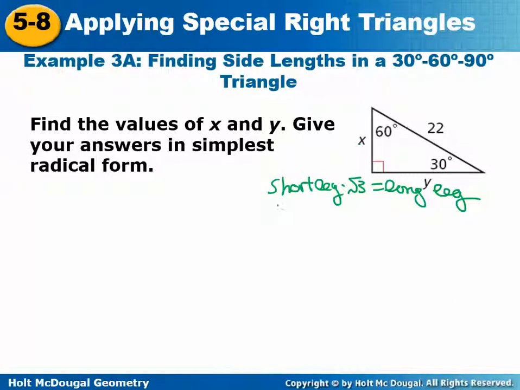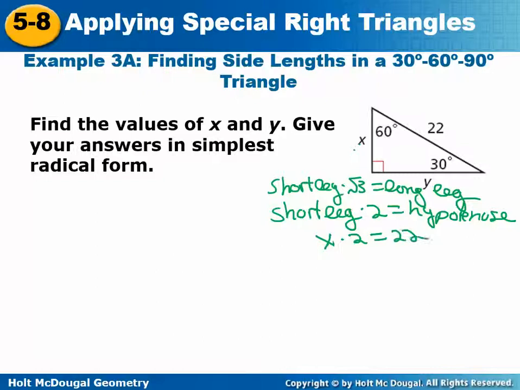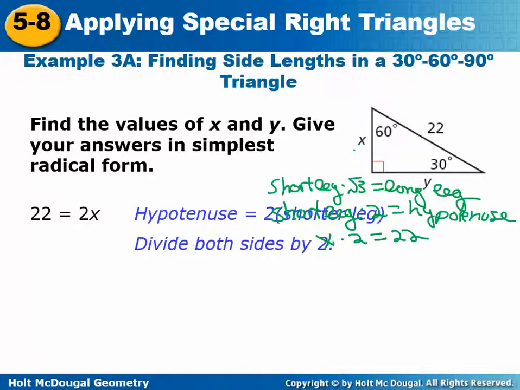I also know that the short leg times 2 is equal to the hypotenuse. That might help us out because I don't know the short leg, that's x, but I do know that the hypotenuse is 22. So that's going to allow me to find the short leg. Find the short leg first. So the short leg is equal to 11.